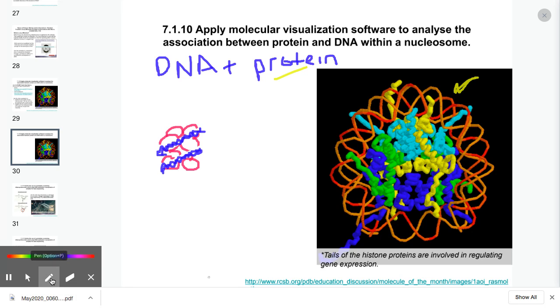There are 3 parts to this model. The third part of a nucleosome is something called the H1 protein, which I'm going to represent in green. This gives it structure and stabilizes the whole complex. Here, the H1 protein would be down here.